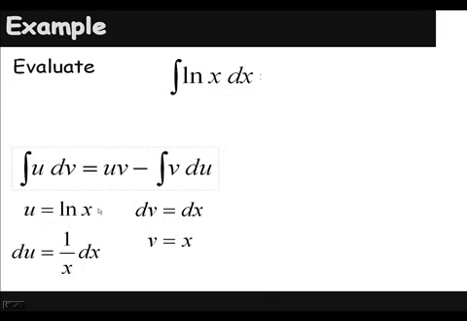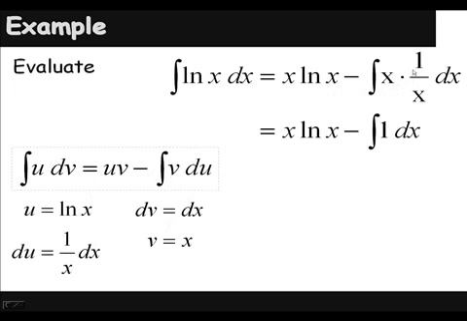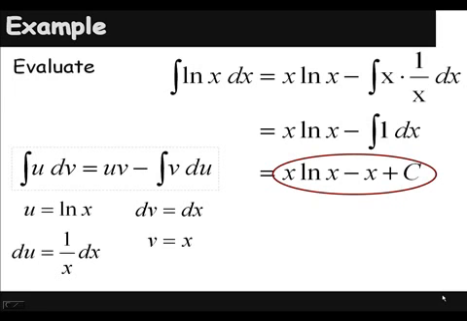Plug into the formula. We need u times v, that's natural log x times x, or x natural log x, minus the integral of v, which is x, times du, which is 1 over x dx. The x natural log x term stays, but x times 1 over x is just 1. And the integral of 1 is just x. And don't forget the plus c, the constant. We're good right there.